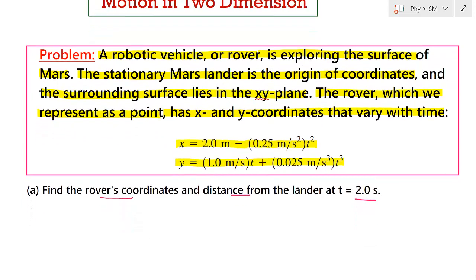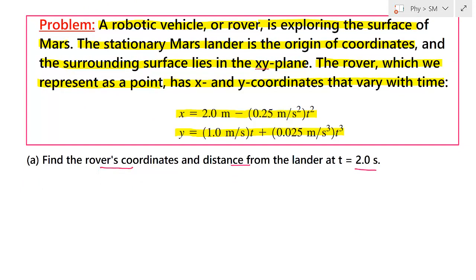So we have to find the position vector. And once I know the position vector, I can calculate the distance from the lander. And the lander, in this case, is basically the origin. And we have to calculate this for t equals 2 seconds. But before that, let us analyze the situation at t equals 0 seconds. So what is happening at t equals 0 seconds?